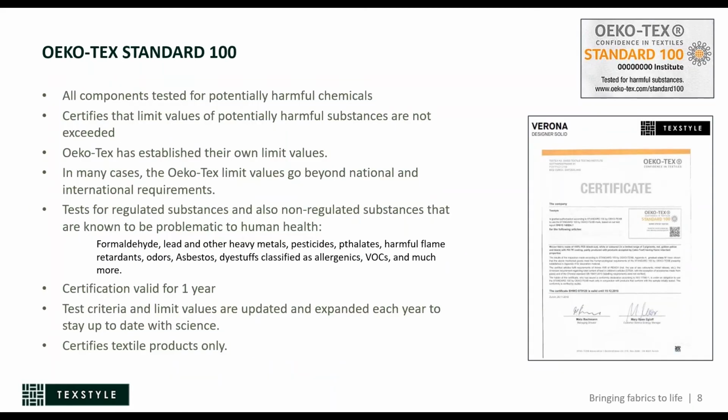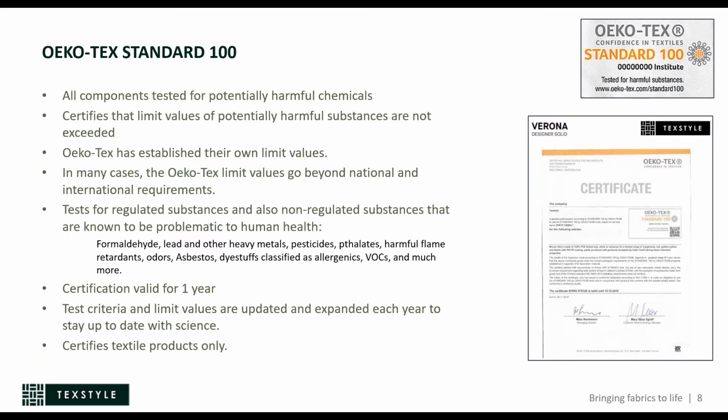Next, we have the most difficult to pronounce certification. This is OEKO-TEX Standard 100. Achieving this certification just means that all components of the product have been tested for potentially harmful chemicals, and the limit values for any potential harmful substances have not been exceeded. OEKO-TEX establishes their own limit values for each chemical. That shouldn't scare you. That's actually good. In many cases, those OEKO-TEX limit values go beyond national and international requirements.